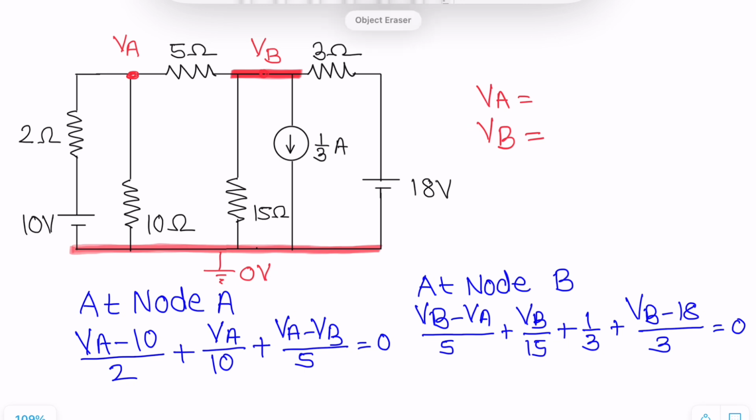And now let us say you have to calculate the value of current flowing through the 10 ohm resistance. So let us say the current flowing through the 10 ohm resistance, I 10 ohms. So where is the 10 ohm component? This is the component through which you have to find the current. So how is the current? VA minus 0 upon 10. So how will the equation be? VA upon 10. You already have found the value of VA over here, so you can get the value of current.